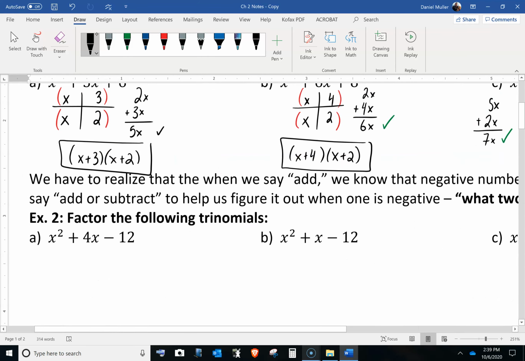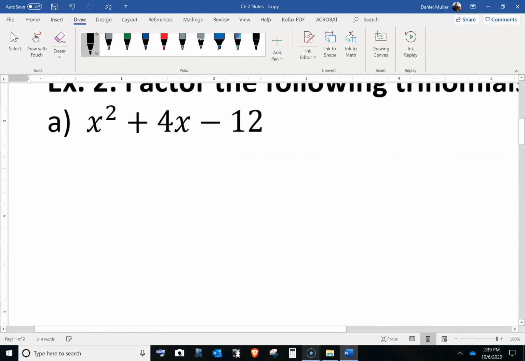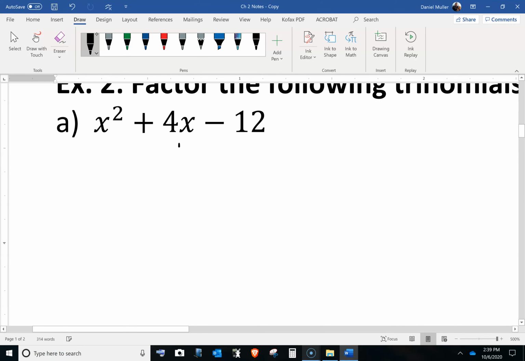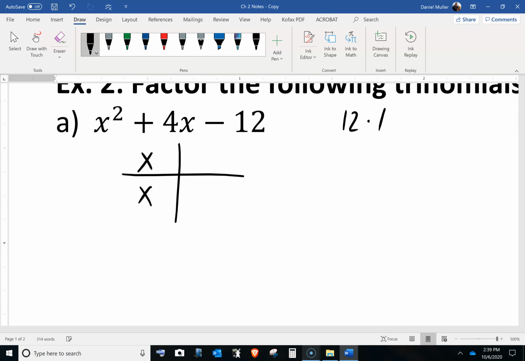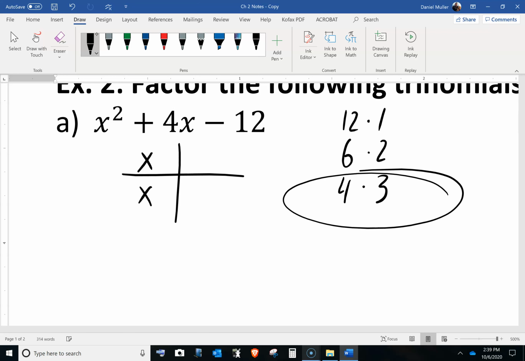Okay, let's try 3 more. Let's just take a look here. x times x gets me an x squared. I have a 12. So that can be a 12 and a 1. Now it has to be negative, so one of them would have to be negative. Or I could have a 6 and a 2, or I could have a 4 and a 3. Now I said choose the numbers that are closer together, so that would be that.